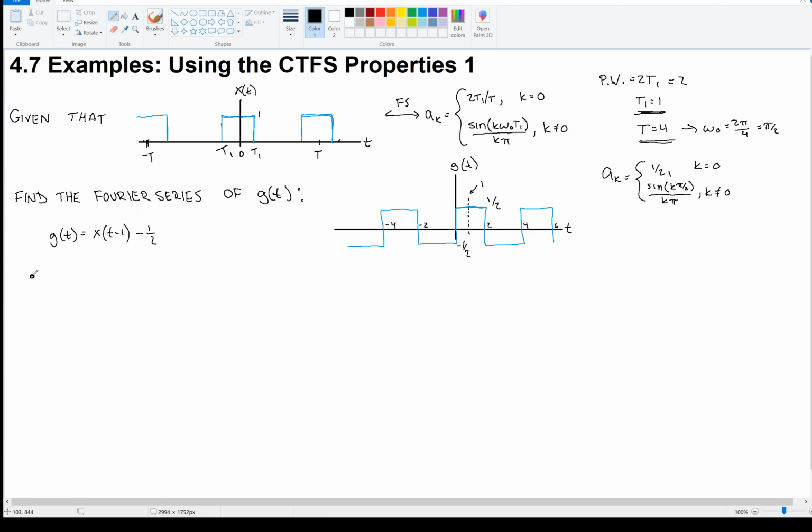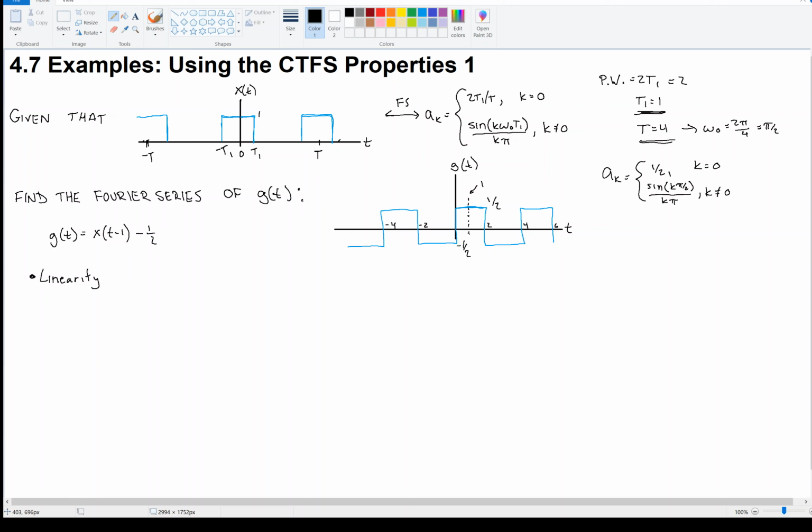Now, we're going to start to apply those properties. And we're going to keep track of a list of the properties that we apply. So we're going to apply linearity first. So what does that do for us? Well, that allows us to take the Fourier series of each piece separately. We have 2 terms here, x of t minus 1 and then minus 1/2. Linearity allows us to look at each piece separately, much in the way you would take a derivative or an integral. Okay, so let's look at the first piece, x of t minus 1.